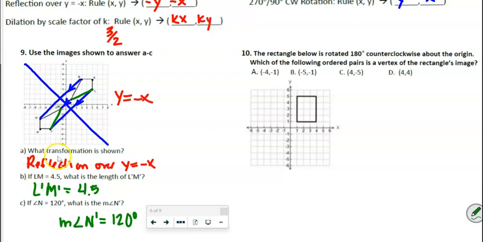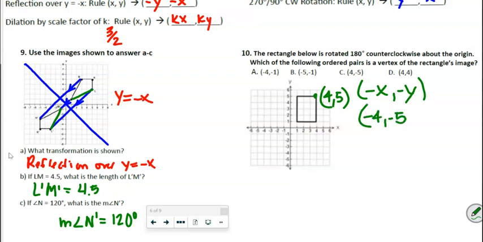All right, this next one says the rectangle below is rotated 180 degrees clockwise. Now, clockwise, counterclockwise, doesn't matter, right? We know that the rule for that is negative x comma negative y. So it says which of the following ordered pairs is a vertex of the rectangle's image. So we're going to start with this one right here, and this point is 4, 5. So that means it would be negative 4, negative 5. Do you see that up there? Not me either. Okay. So we're going to go to this one. This is 4, 1, which means it would be negative 4, negative 1. Do you see that one up there? Me too, right there. So we're done.